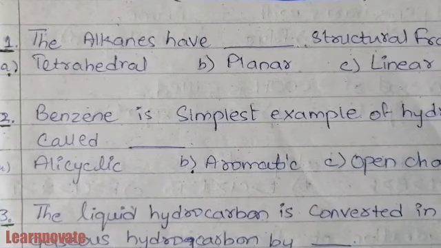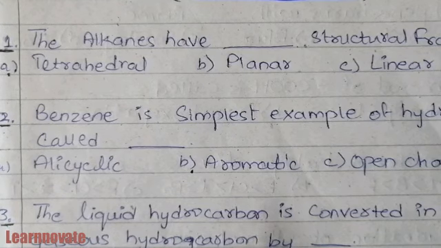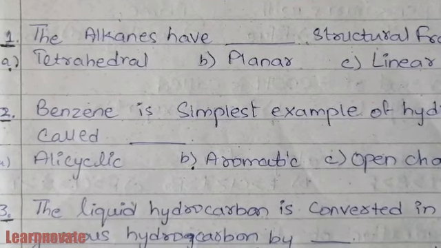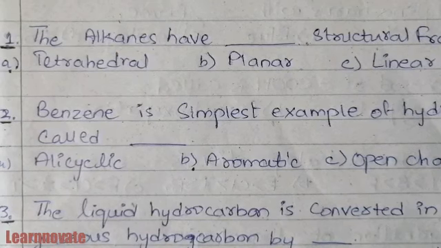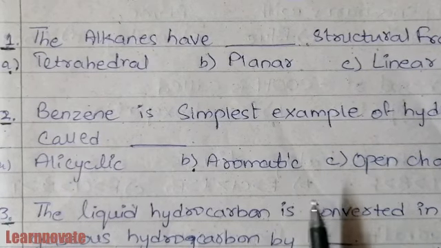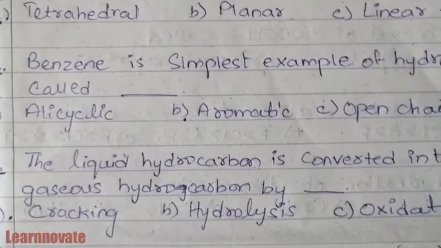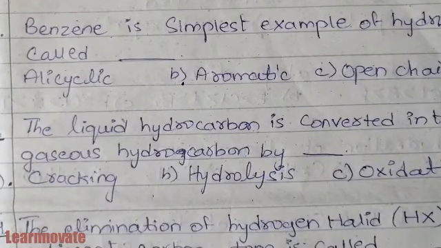Question number 2 is very simple, asking: benzene is the type of hydrocarbon. Alicyclic, aromatic or open chain. You know that alicyclic compounds are those compounds that have single bonds and are closed in a cycle-like structure, so they do not have any double bond. The third option is open chain. Benzene is never open chain. It is a double bond closed chain structure. Option B says aromatic, which is a characteristic of benzene, having an aromatic smell. So option B for question number 2 is correct.